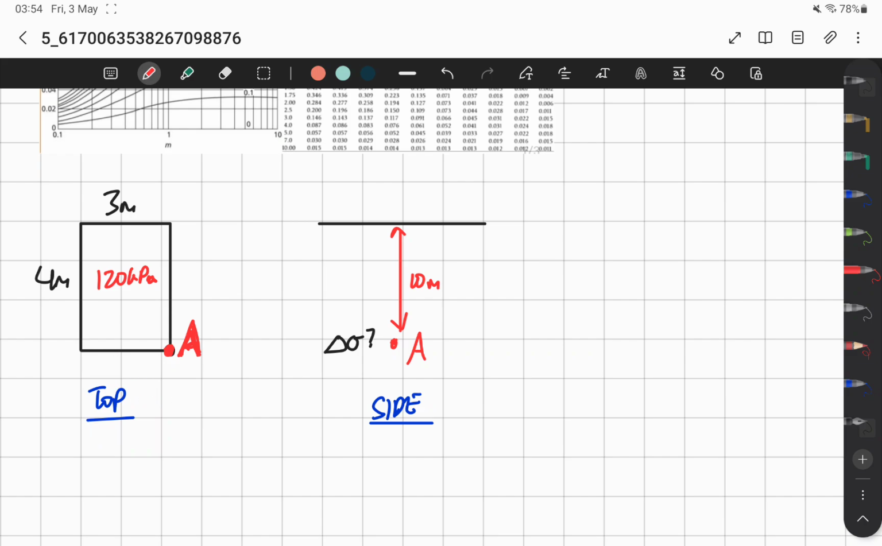This one is the top view, by the way. Then for the side view, A we know is 10 meters below ground, for example. Okay, so now they ask, what's the change of stress at A? To do this, first we need to find M and N.